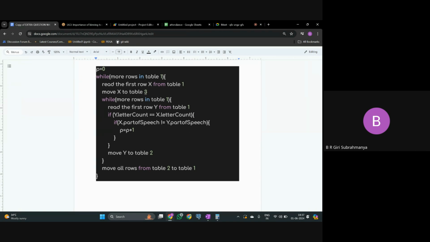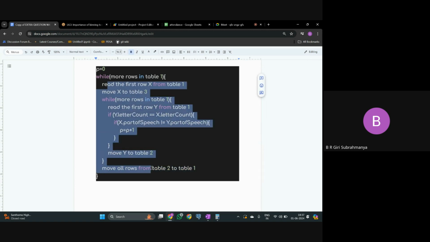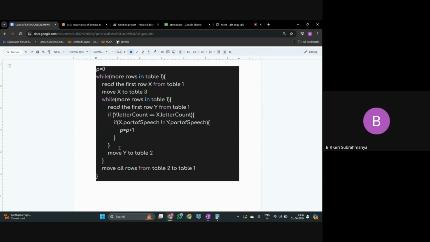This is also a simple question, right? You pick the card, that is card X, from table 1 and move it to table 3. And you pick card Y from table 1 and move it to table 2. Now you compare X and Y here. After this while loop gets over for all the cards in table 1 other than X, you come outside the while loop. After that, you move all the cards from table 2 to table 1 to do this for the remaining cards. Now, what is happening in between?